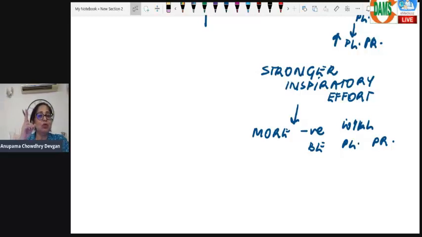Please remember, how is the pleural space formed? It is a double layered jacket. There is no communication with the atmosphere. It's a double layered jacket which surrounds the lungs. Remember your embryology, how the lung grows into the pleural space.